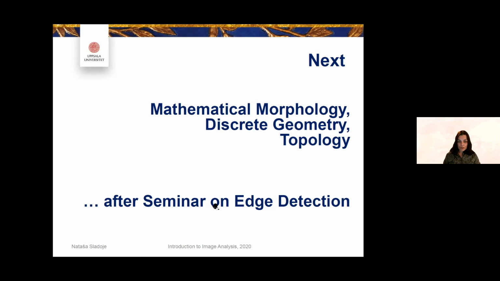But after that one, the next topic that will be addressed in the course, and that will be again given by Robin, is mathematical morphology, discrete geometry and topology. So some more theoretical mathematical concepts that will now be put in place before we move on to segmentation and further along our image analysis pipeline.